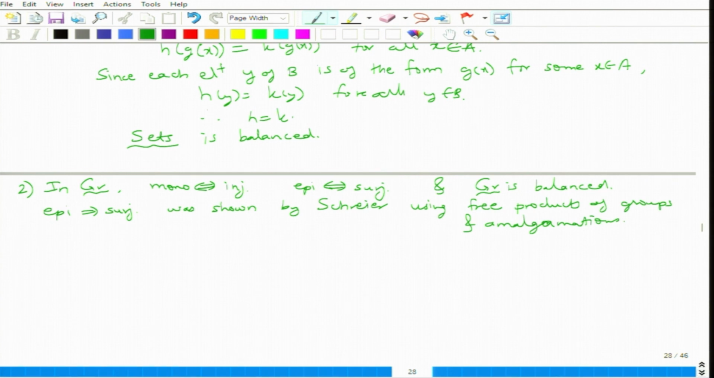So you can see that even writing down a very simple statement, that an epimorphism is surjective, is not easy. Later on, several people have given other proofs. There is also a single page proof of this result. But all of those proofs need some knowledge of group theory. It's not easy.